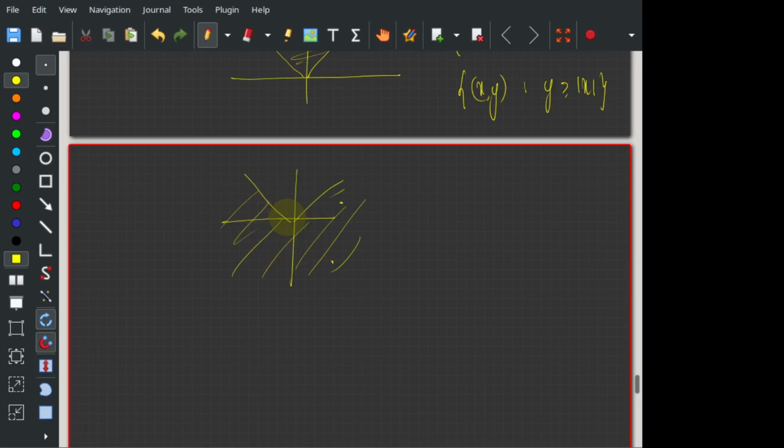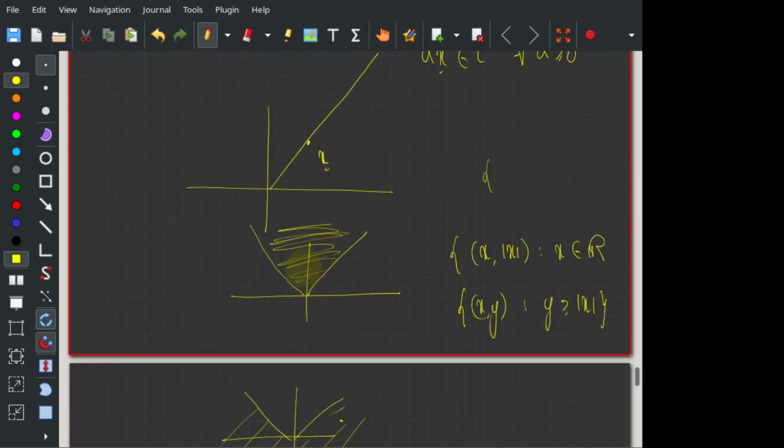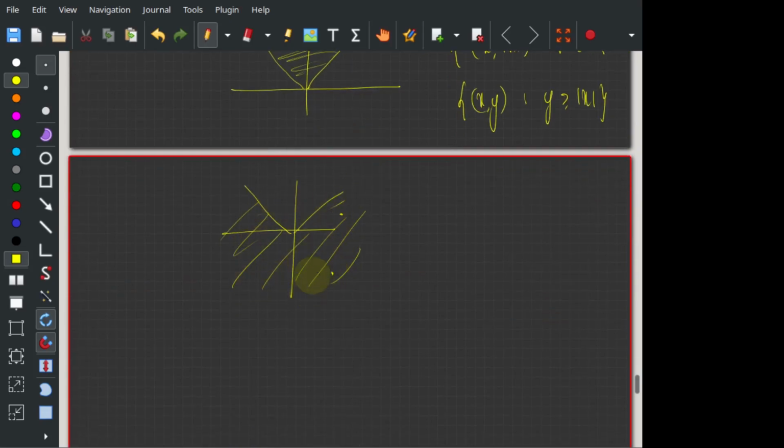In fact, are these two sets convex? Let's do it step by step. Is this set convex? Yes, everyone agrees that this is a convex set. Is this set convex? No, it is not. So it's an example of a cone which is not convex.